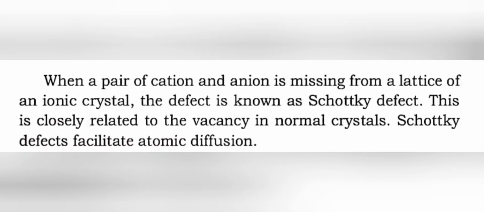So when a pair of cation and anion is missing from the lattice of an ionic crystal, the defect is known as a Schottky defect. This is closely related to a vacancy in normal crystals. So Schottky defect facilitates atomic diffusion. Okay, as you can see, that is the basic definition of Schottky defect. According to your question, the type of defect occurring when a pair of cation and anion is missing from its lattice point, the answer is simply Schottky defect. Okay.